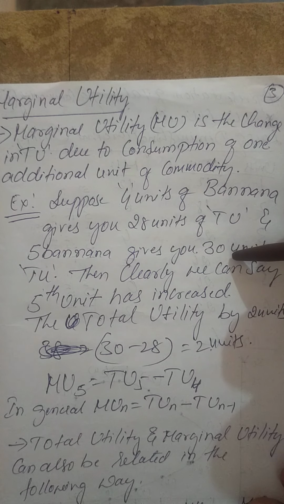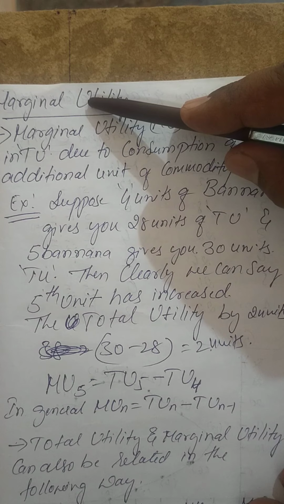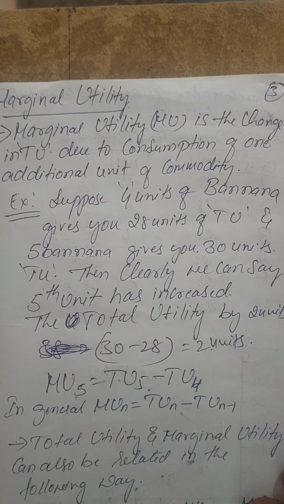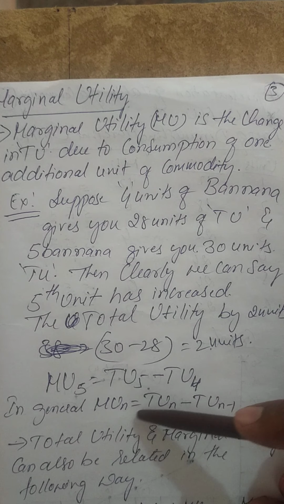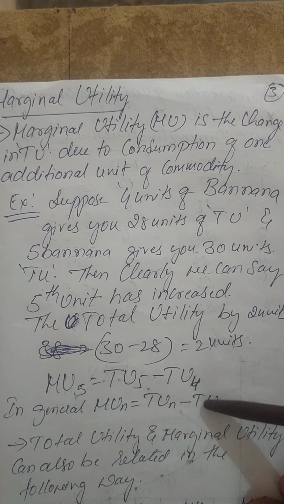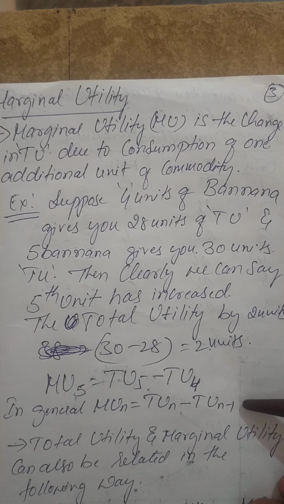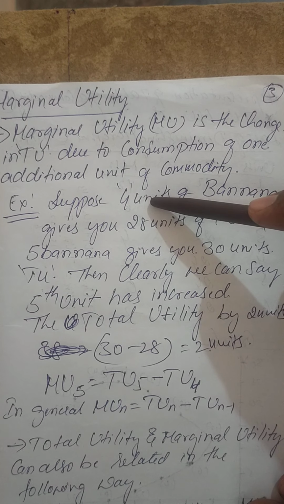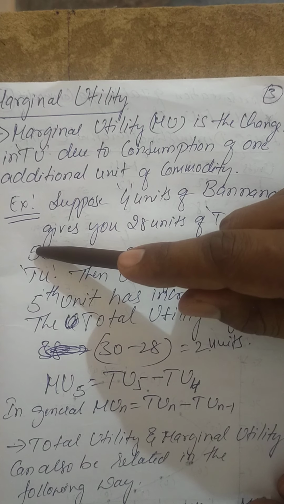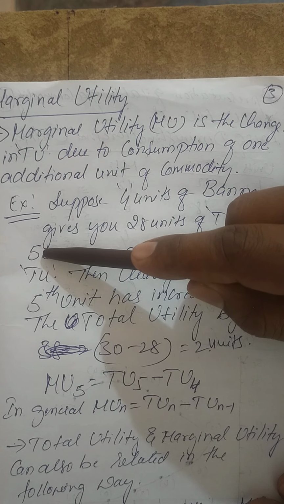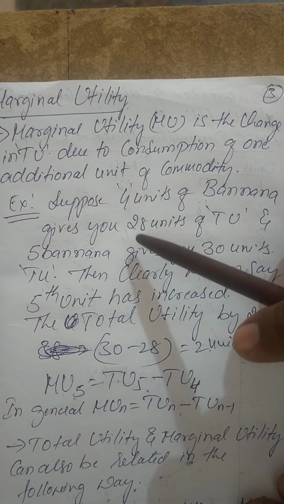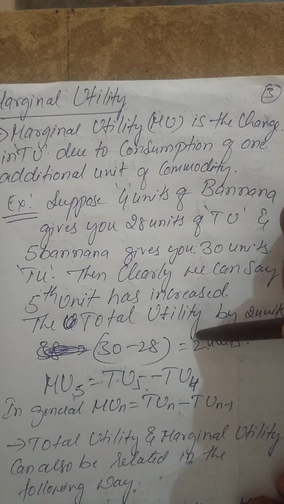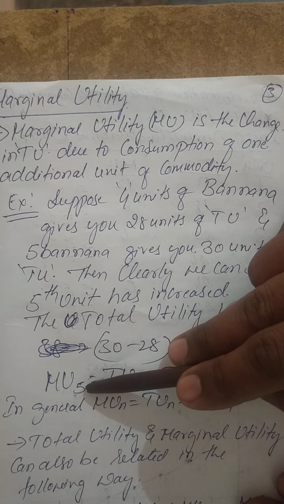So now if you want to calculate marginal utility, how do you do it? They say it is the change in total utility, isn't it? So there is a formula: MUn is equal to TUn minus TUn-1. TUn is the present nth unit, not this one. So nth unit is this, because this is ending here. So MU5 is TU5 minus TU4, that is 38 minus 28, which becomes 10 units. This is marginal utility MU5, the 5th unit.